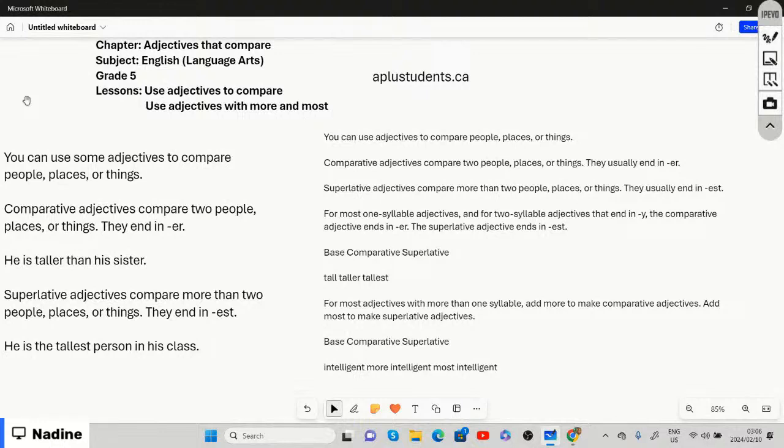And then we have comparative adjectives and we have superlative adjectives. A comparative adjective compares two people, places, or things, and comparative adjectives end in er. And then we have superlative adjectives, which compare more than two people, places, or things. They end in est.